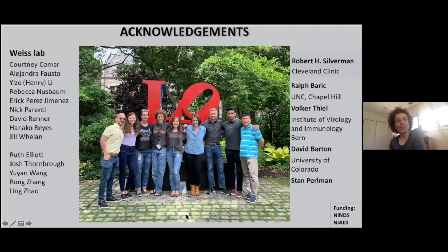Just to mention too, this is my group of people, some of whom are working very hard in the BSL-3, and we are looking for another postdoc if anyone's interested in coming to work on all three of these viruses: MHV, MERS, and SARS-CoV-2. Thank you. Sorry for going over.